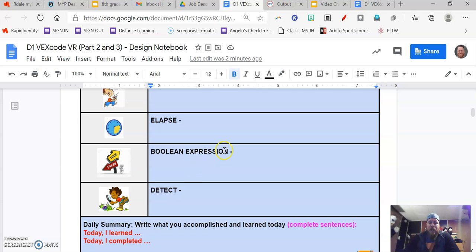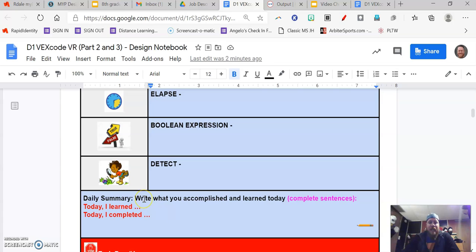One of the things that you see in your design notebook is the daily summary. Once you finish that, you are going to summarize your activities for today. What was something that you learned? What was something that you completed? Just fill in those prompts. This is actually more of a should-do thing, but you should aspire to write complete sentences. We're starting the sentences for you. You just need to finish, but consider complete thoughts. Consider punctuation as you write complete sentences.